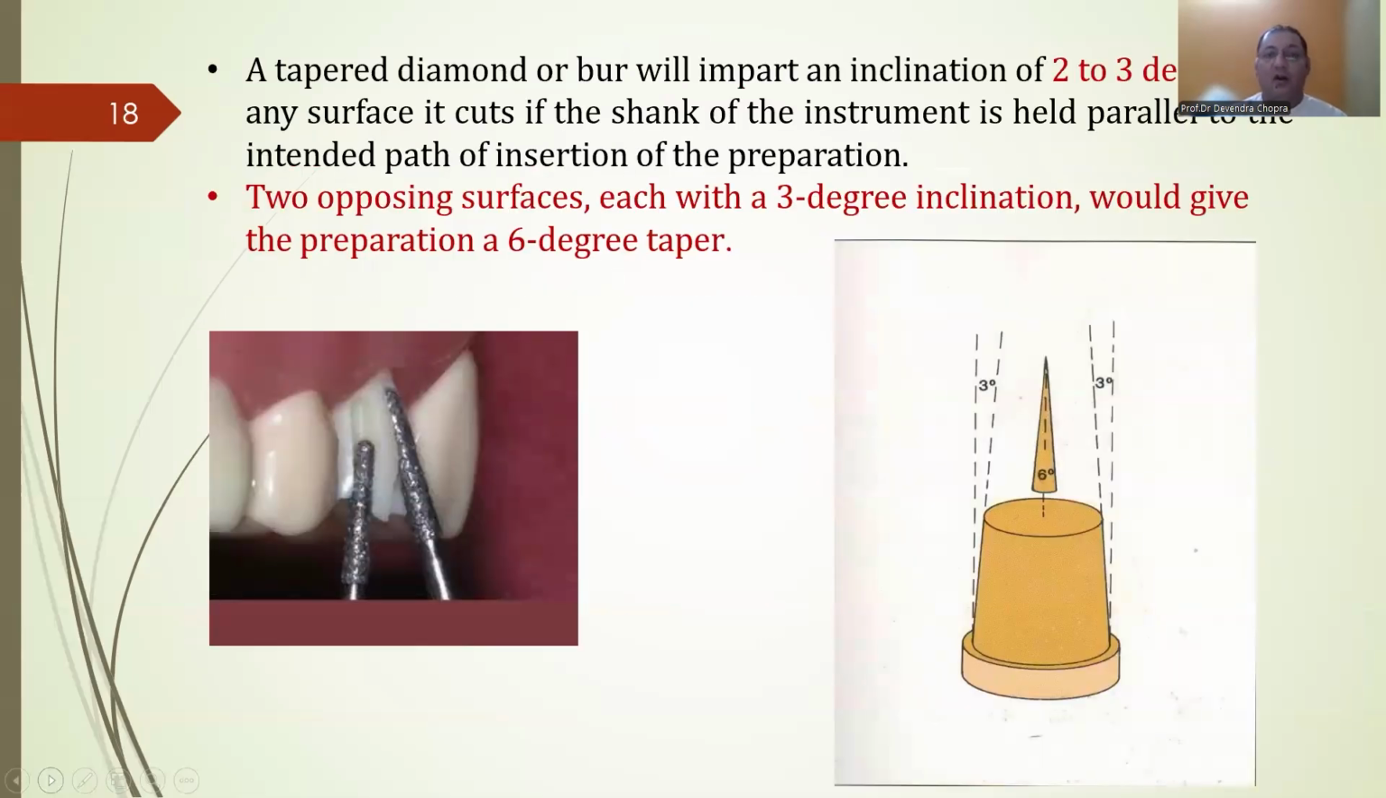A tapered diamond burr will impart an inclination of 2 to 3 degrees, as I've already quoted. You can check in the yellow diagram, and you can see in the photograph of the tooth preparation that this burr, according to the manufacturer, is actually made with a 3 degree angle. So the yellow diagram depicts both the angles. You can check out the burr direction along the long axis and both the proximal surfaces when you are preparing it, and you will be achieving 6 degrees of taper, and that is apt for your retention as well as resistance form. Next slide.